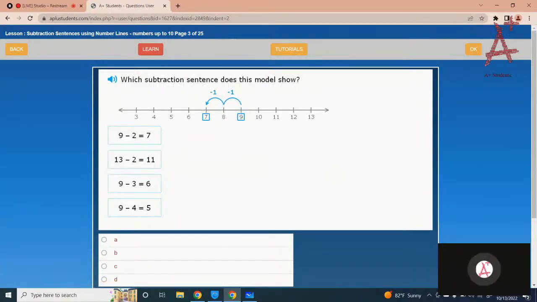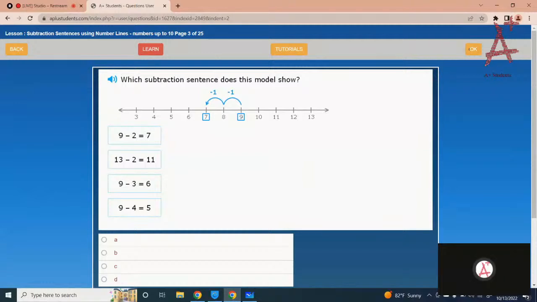Okay. Which subtraction sentence does this model show? Look at the numbers written in the square. Here you have 9. Here you have 7. And how many times do you move back? 2 times. 1, 2. That means you started from 9. You move back 2 times and then you reached 7. That means 9 take away 2 equals 7.